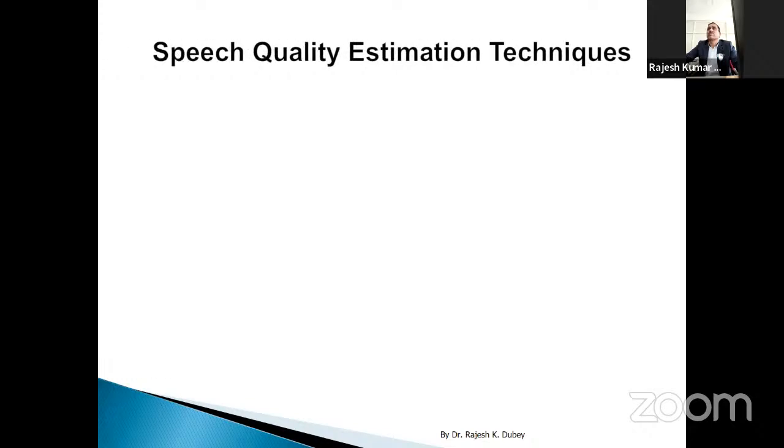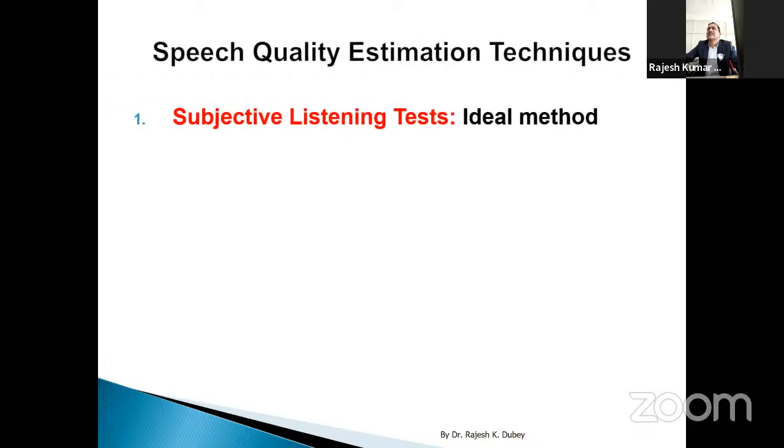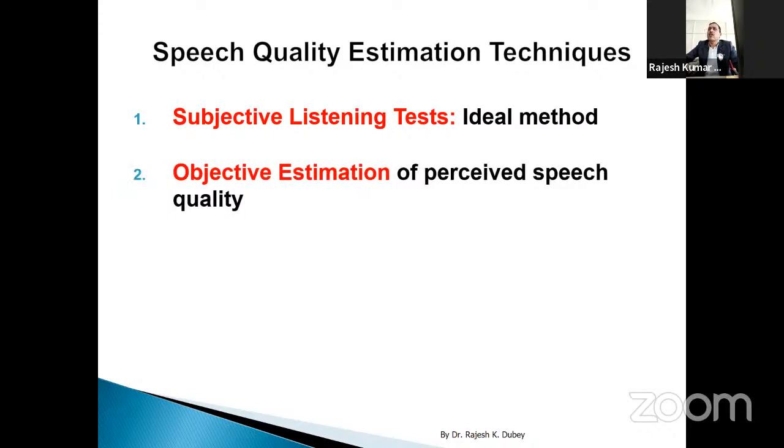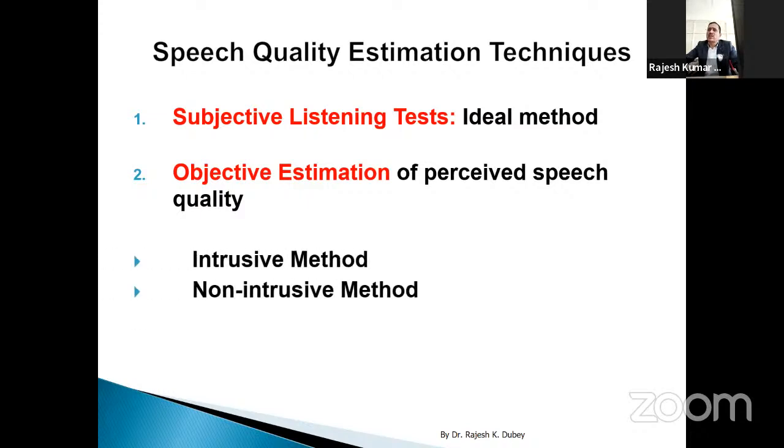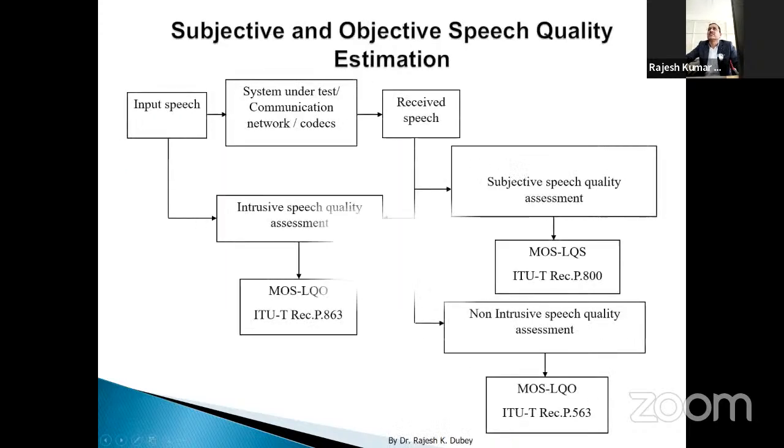There are different speech quality estimation techniques. The main one is that a listener listens and rates it, which is the ideal method. But the practical method is objective quality, where a mathematical algorithm can tell the speech quality. This model is either intrusive or non-intrusive. We measure speech quality by the intrusive method when we use a reference original signal, compare its features with the features of the received or degraded signal. Non-intrusive does not compare. That is the difference.